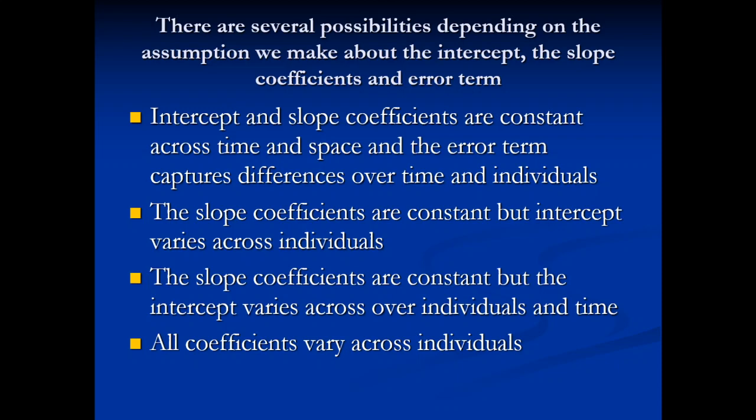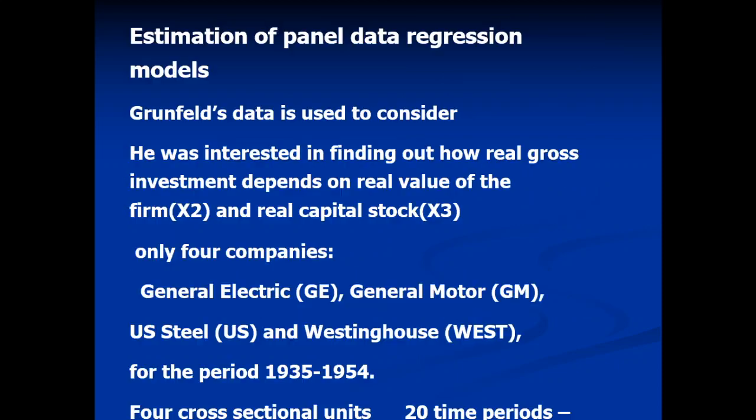Okay, these are the four cases that we discussed. One is intercept and slope coefficients are constant across time and space, and the error term captures differences over time and individuals. So we will discuss each one of these and then you will understand it clearly. Second is the slope coefficients are constant but intercept varies across individuals. Third is the slope coefficients are constant but the intercept varies across individuals and time. And fourth is all coefficients vary across individuals. So we will discuss each one of these in detail.